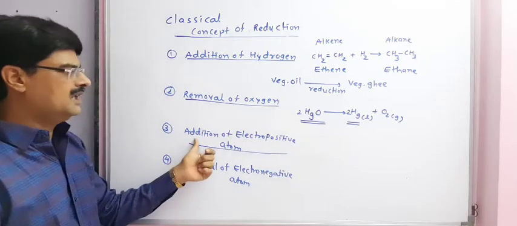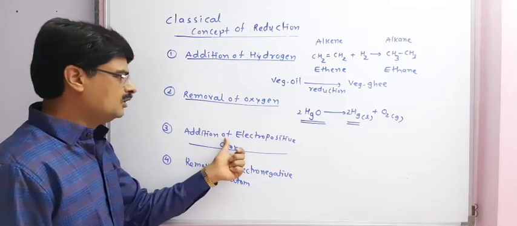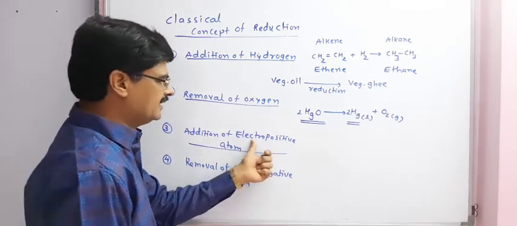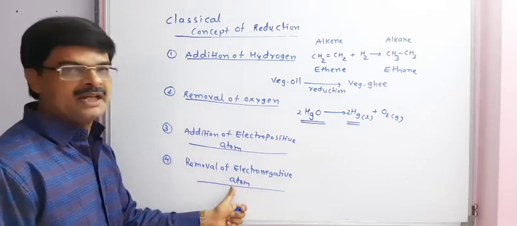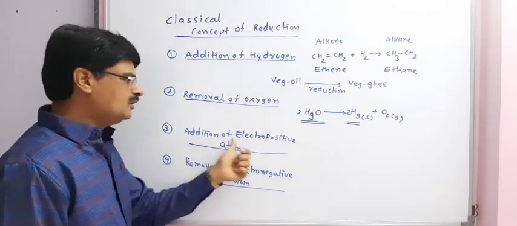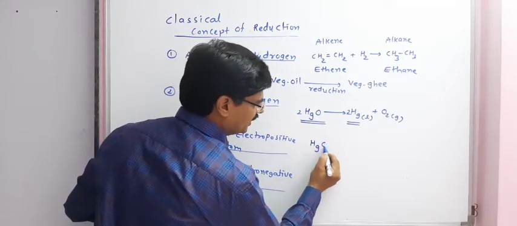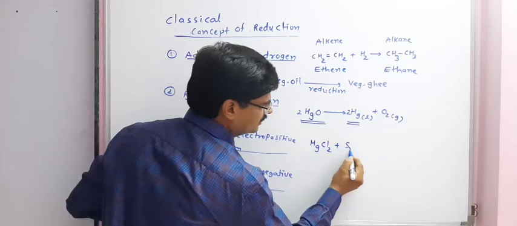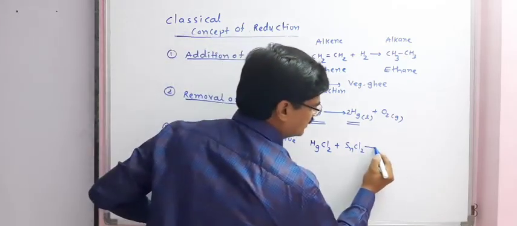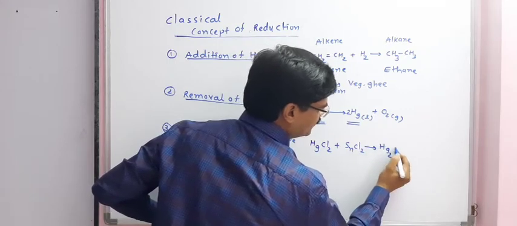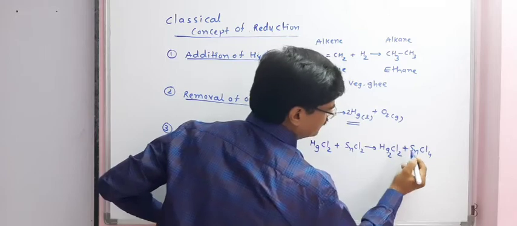Third definition, addition of electropositive atom. And fourth is removal of electronegative atom. So addition of electropositive atom, example HgCl2 plus SnCl2 will give Hg2Cl2 and SnCl4.